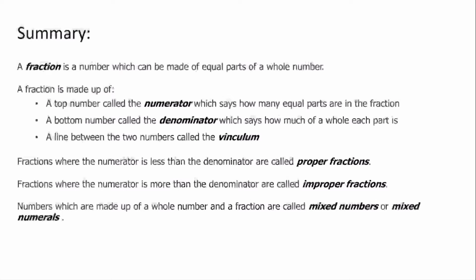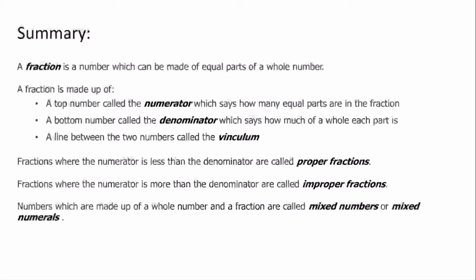In summary, we're going to look at the fact that a fraction is a number which can be made of equal parts of a whole number. Fractions are made up with the top number, which is called a numerator, a bottom number, which is called a denominator, and a line between them.